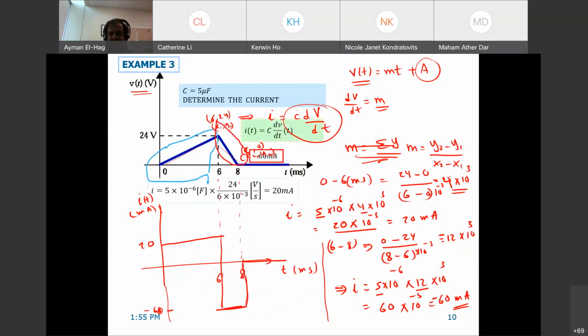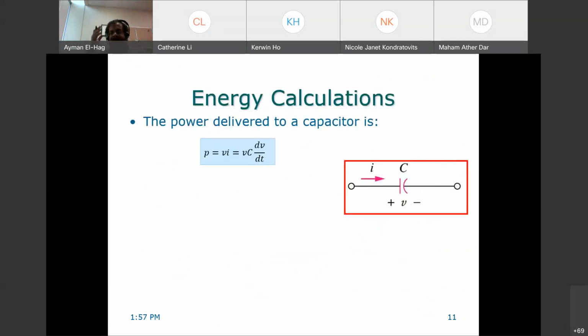The last thing I'd like to cover today is the energy. How much is the energy stored? We know it's stored energy, but how much is this? Okay, power is equal to the voltage times the current. This is something we know from before. And the current is C dV by dt, also something we derived today.